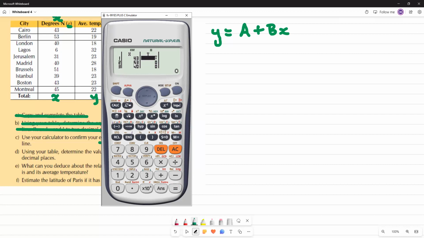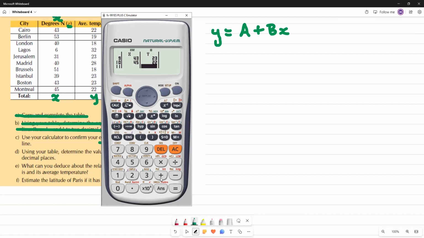So now I go to the Y's, and 43 must be aligned to 22. 53 must be aligned to 19. 40 must be aligned to 18. 6 must be aligned to 32. 31 must be aligned to 23. 40 must be aligned to 28. 51 must be aligned to 18. And then there's 23, and there's 22. And now you have inserted your data set on the calculator.